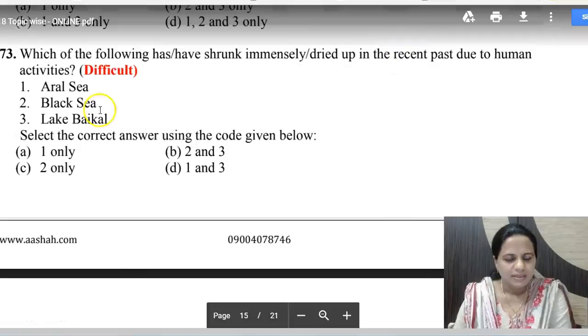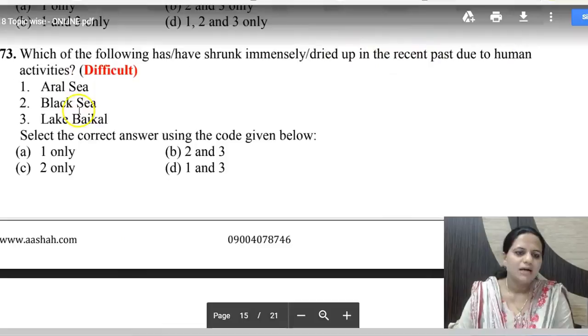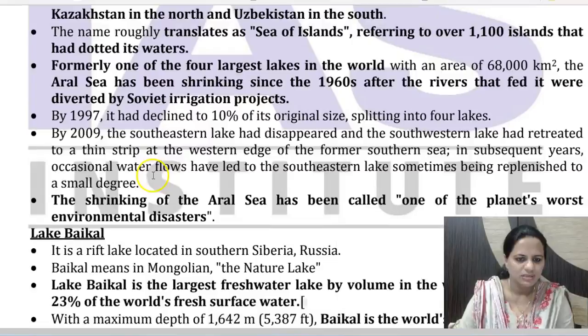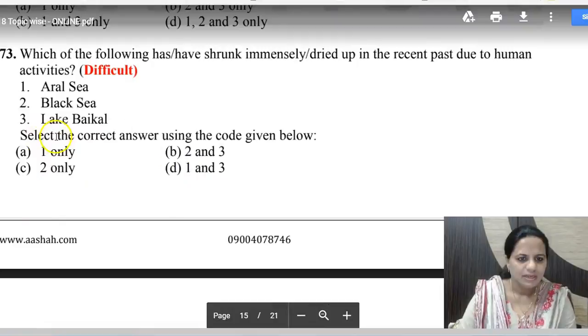Then next is, which of the following have shrunk immensely or dried up in the recent past due to human activities? So, Aral Sea has quite often been in the news. So, one is surely the sea which has drastically reduced and shrunk. It's said to be one of the planet's worst environmental disasters. Lake Baikal has also quite often been in the news for the same purpose. So, here, the correct answer is either 1 or even 1 and 3. Not sure. So, it comes under the difficult section because it has shrunk immensely. Lake Baikal has shrunk, but not immensely or dried up, just like the Aral Sea. So Aral Sea and Lake Baikal cannot be compared. Aral Sea has seen the worst form of shrinking and drying up.